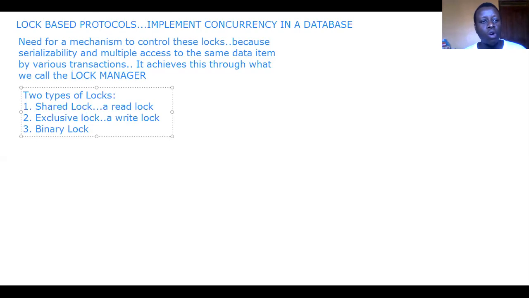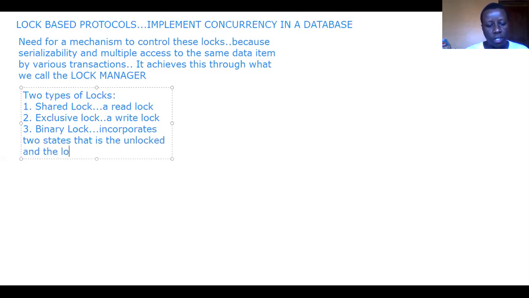And then you have the binary lock. Binary lock is a lock which incorporates both states, that is the unlocked and the locked state of a database. So meaning that a binary lock now uses both shared and exclusive lock.